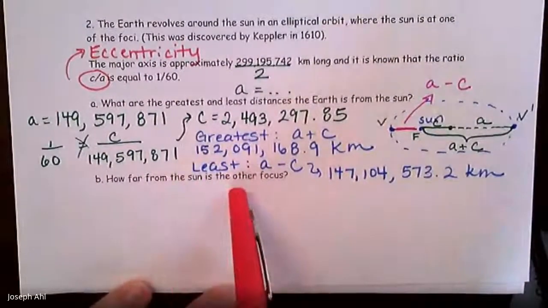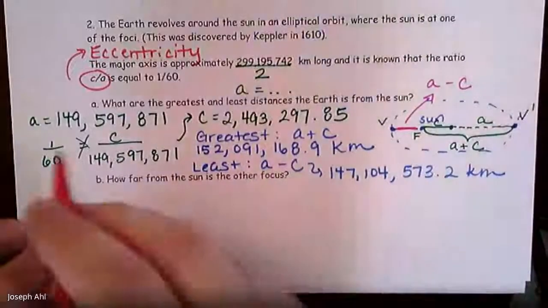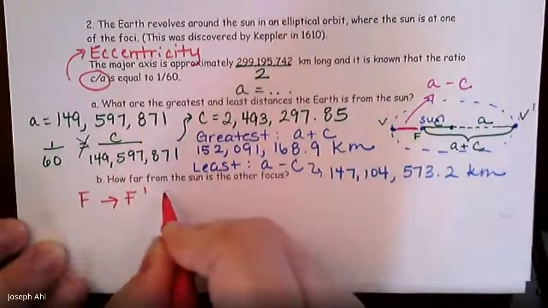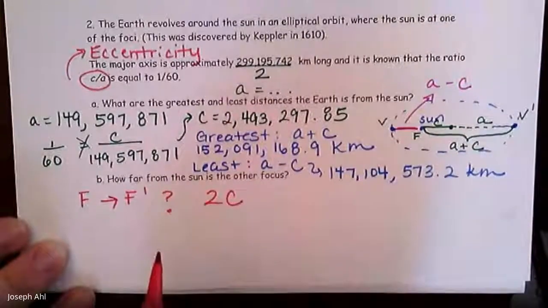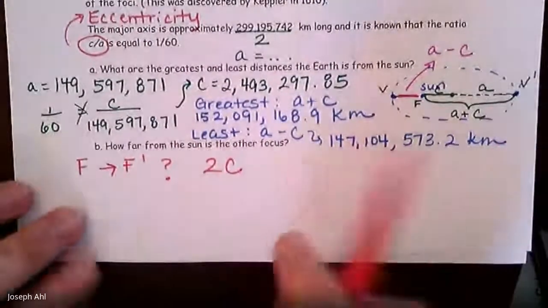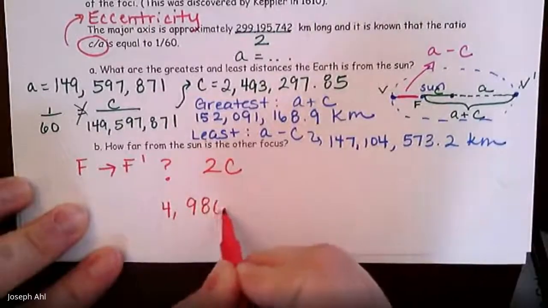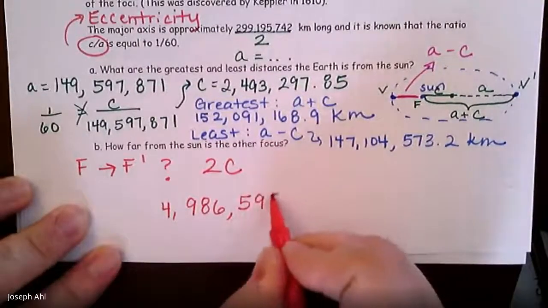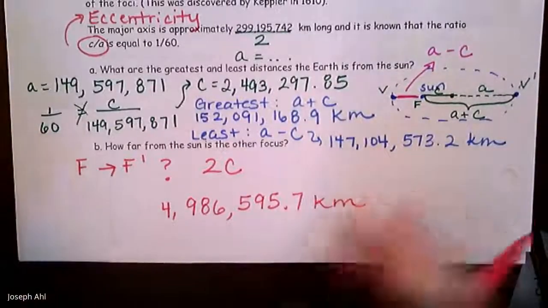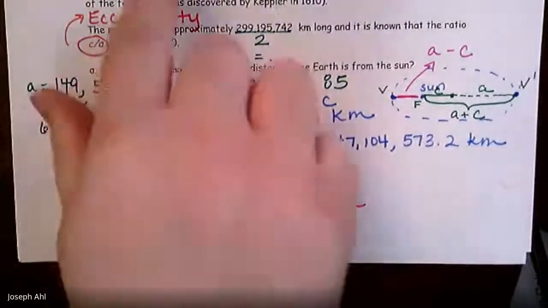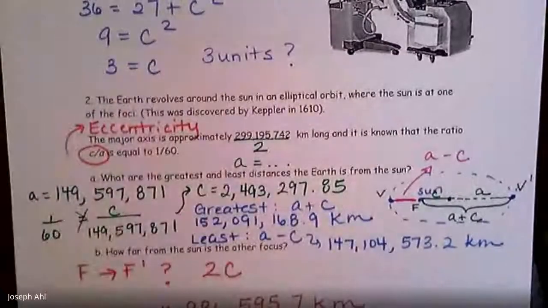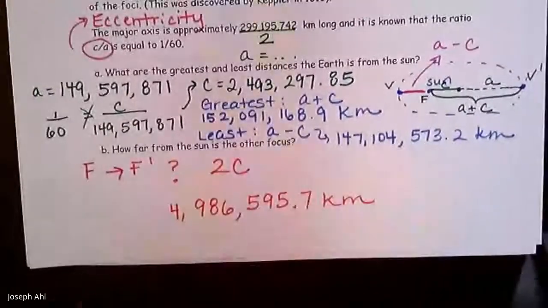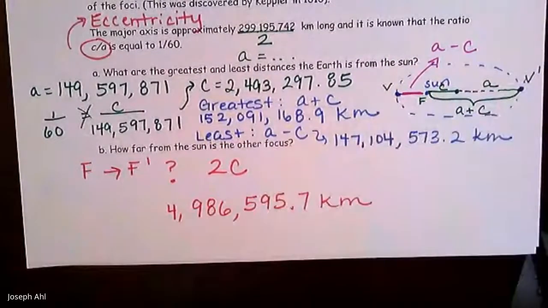All right, question here, how far is the Sun from the other focus? So we're kind of curious here about what's the distance from F to F prime, and that's just going to be a length of 2c. So since we've already calculated c up here, doubling that gets you 4,986,595.7. What's at the other focus? I have no idea. Again, it's sort of like I have no idea what 3 units meant up here, but it's kind of cool that we can talk about it. I mean, I can get a little bit more context about understanding the closest and furthest that we are from the Sun, but even those huge values, it's really hard to understand the magnitude of just how great of a distance that actually is.